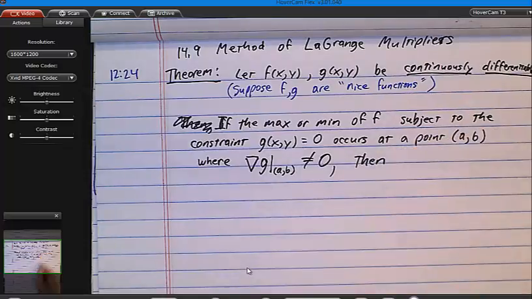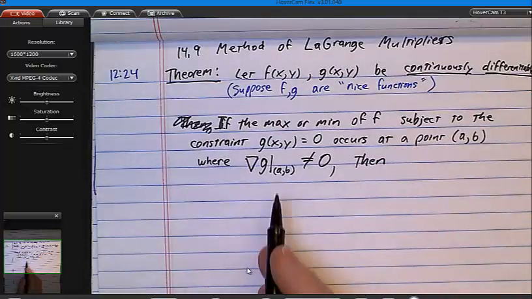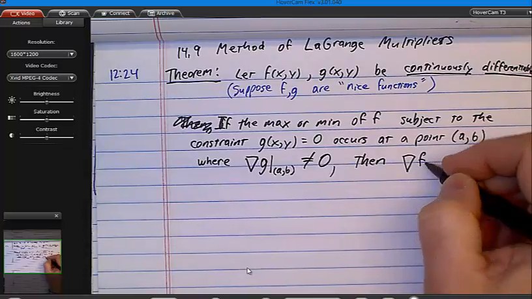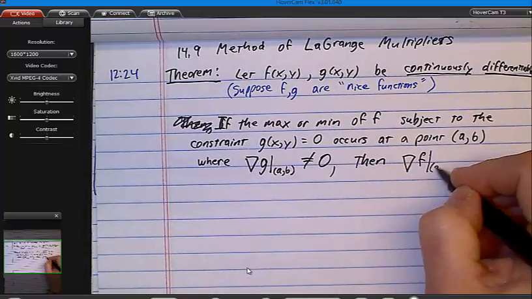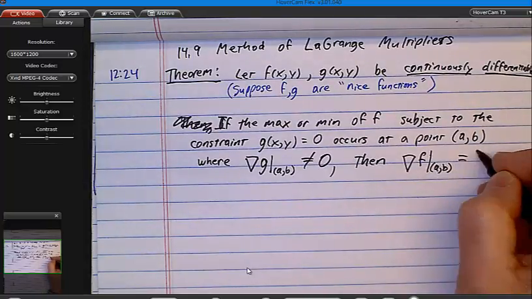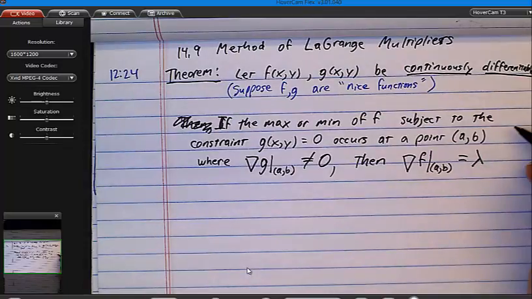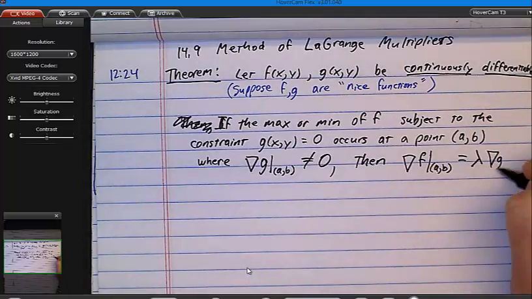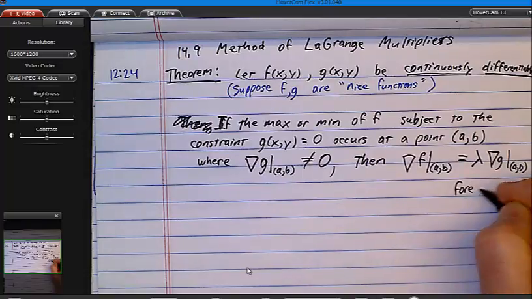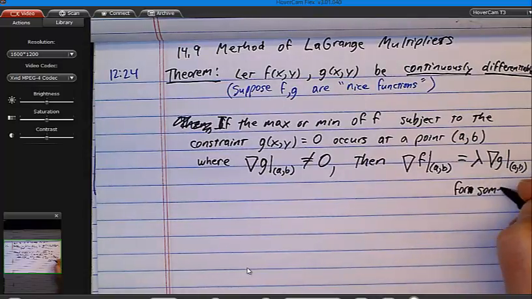Then, and here's the conclusion. So here's the if, all this stuff. Then, here it is. The gradient of f evaluated at (a, b) must equal lambda times the gradient of g evaluated at (a, b) for some lambda, which is going to be a real number.